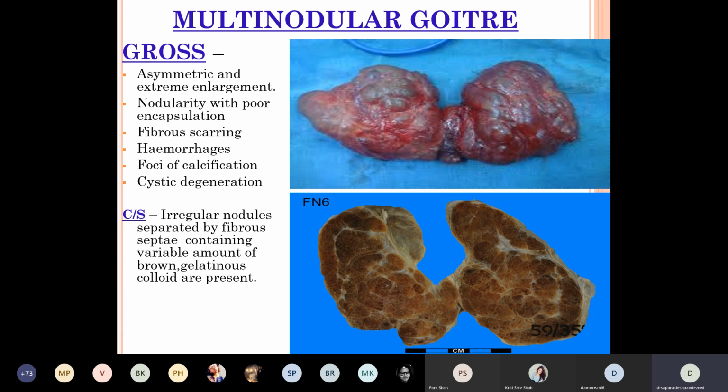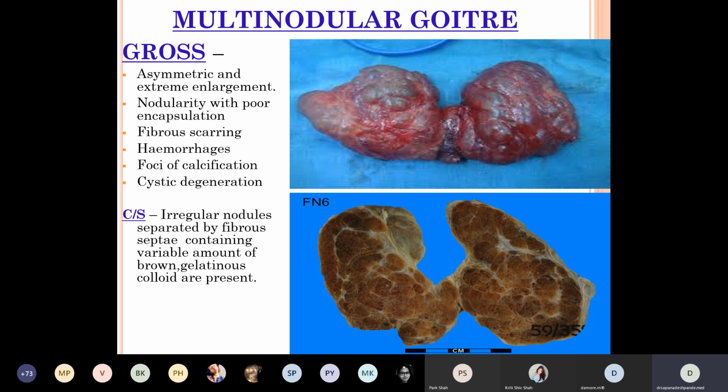Now you can make out the thyroid gland is enlarged. You must remember how small the thyroid gland is, and now you can see both the lobes are enlarged, but there is nodularity. You can see the nodules on the surface, and on the cut section you can see multiple nodules are present. So this is a specimen of multinodular goiter.